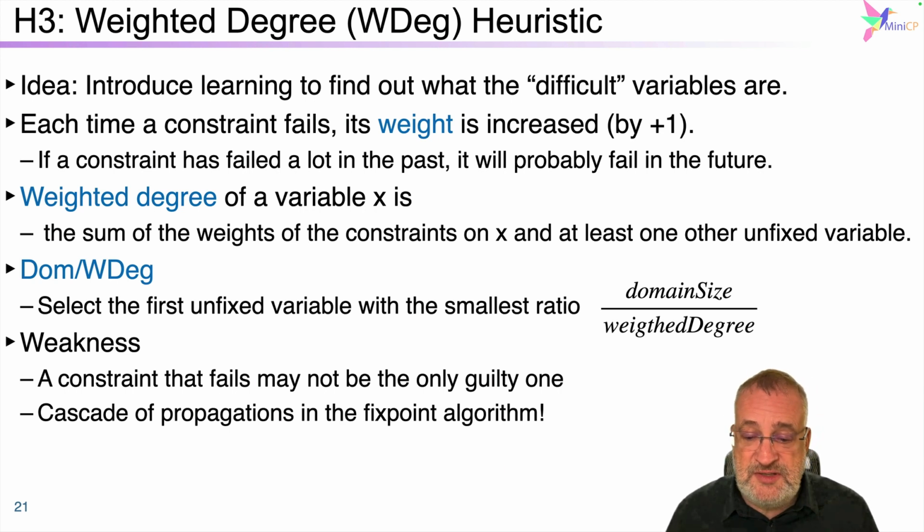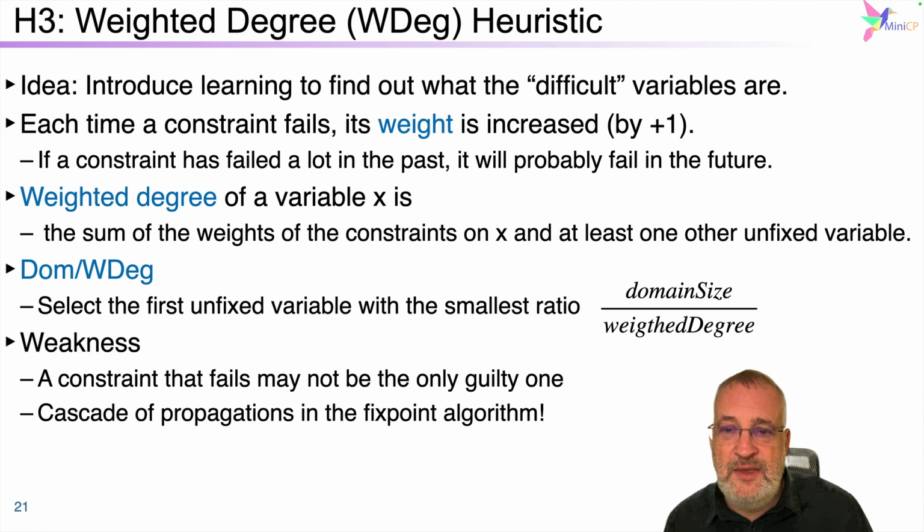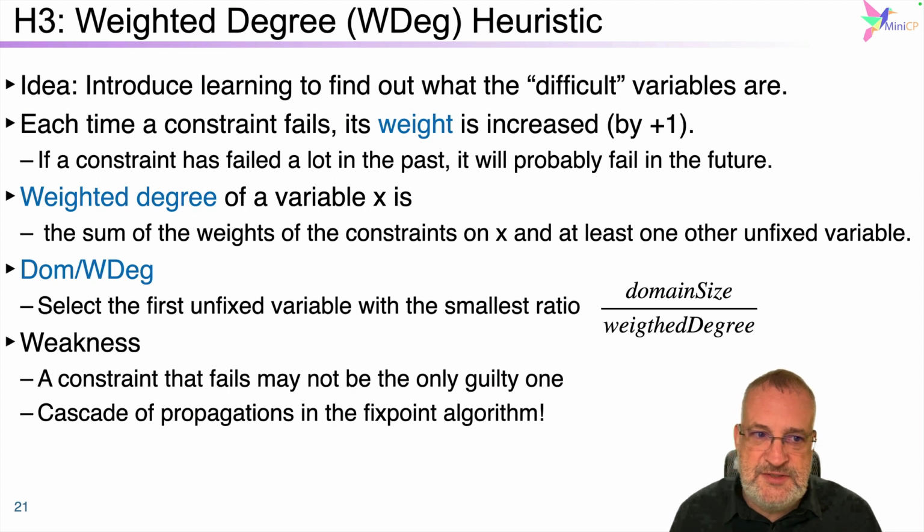With the premise, of course, that if a constraint has failed in the past, it's going to fail again. It has been difficult in the past, it will be difficult in the future. Consistency, right? Now, how do we get a heuristic out of this?